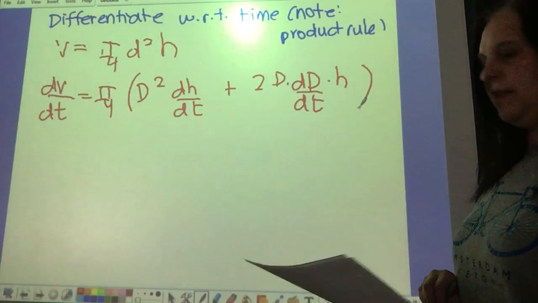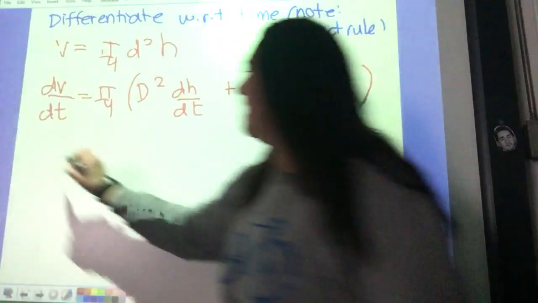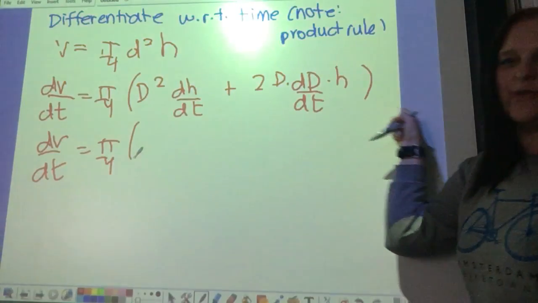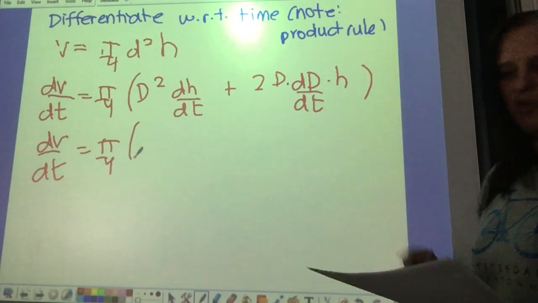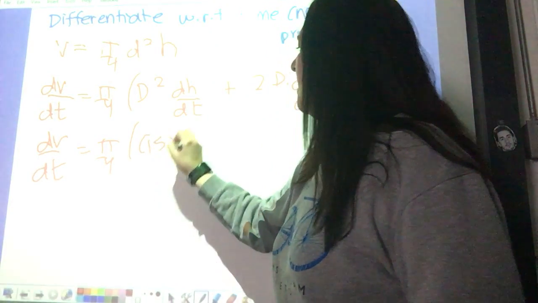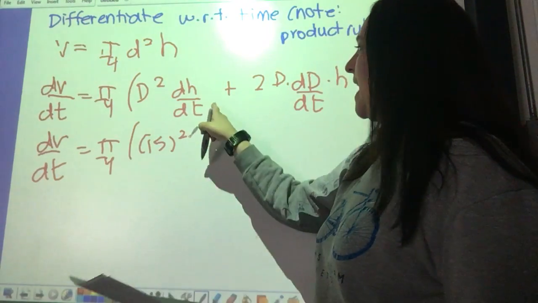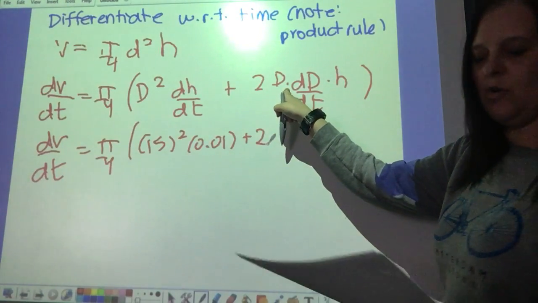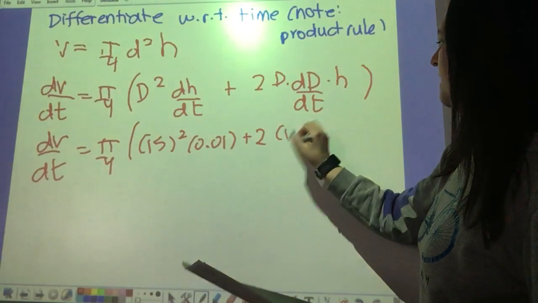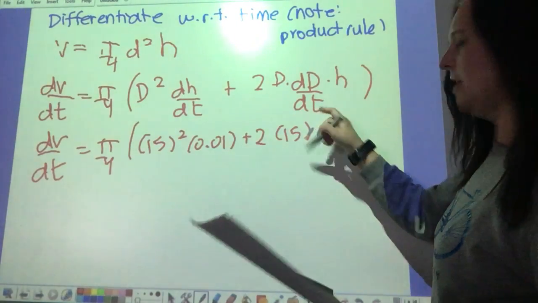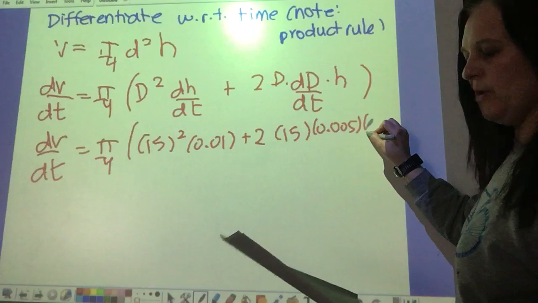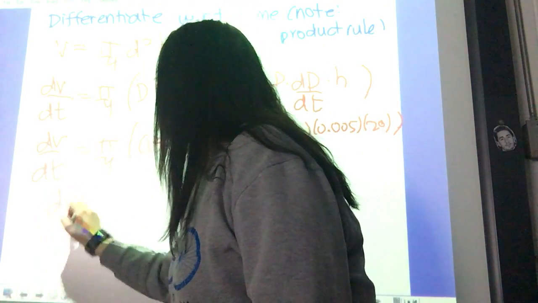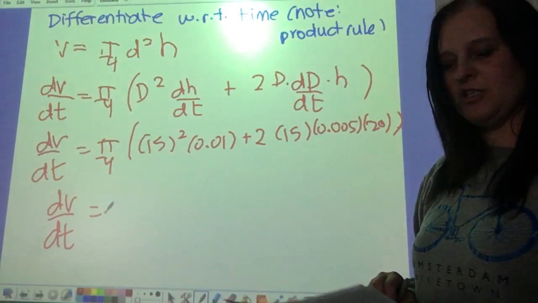Okay, so if I've done everything correctly, and hopefully I have, it looks long and tedious, but we now know all these values on the right-hand side, so we just have to fill it in. We were told that the diameter is 15. We were told the rate at which the height changes was 0.01. 2 is just 2. We were told that the rate at which the diameter changes is 0.005, and that the height is 20. It's a lot of numbers, but it's easy. You just insert and solve.